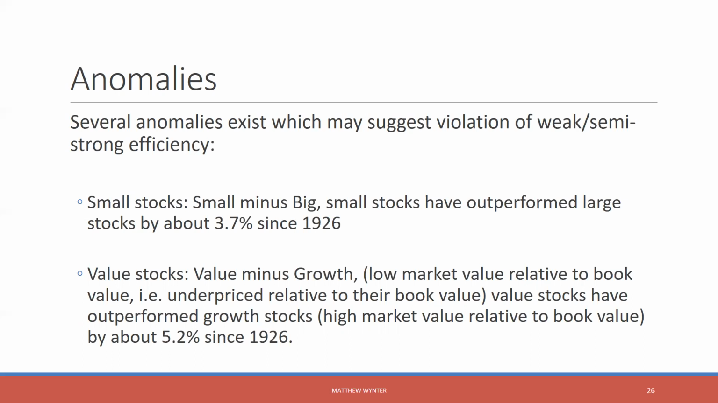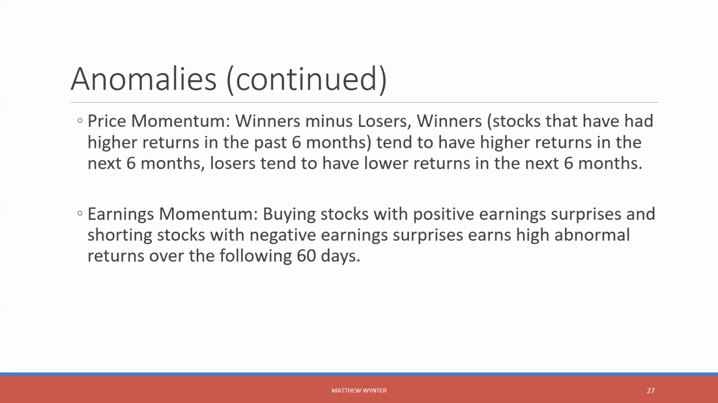Value stocks have an abnormal return above growth stocks of around 5% since 1926. This is a total violation of our efficient market hypothesis because it shouldn't matter. This is all past information. You know what the firm's book value is and what the firm's market value is. Those are publicly available pieces of information. The last two anomalies have to do with momentum.